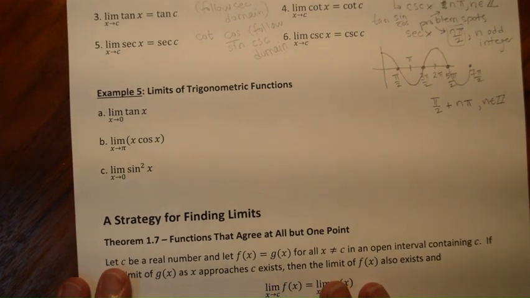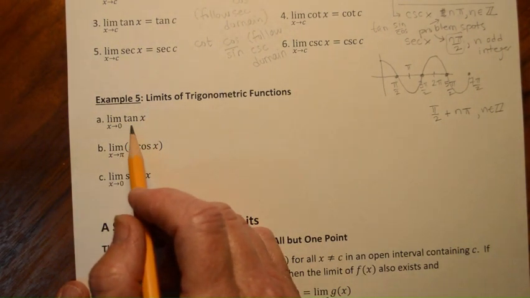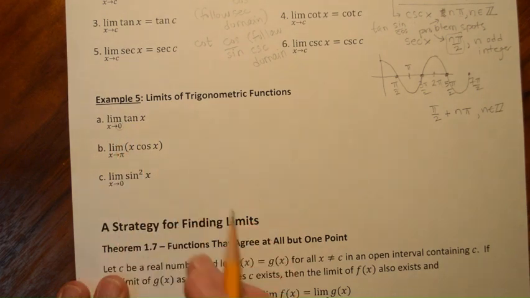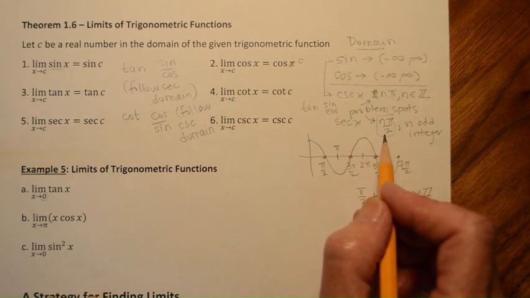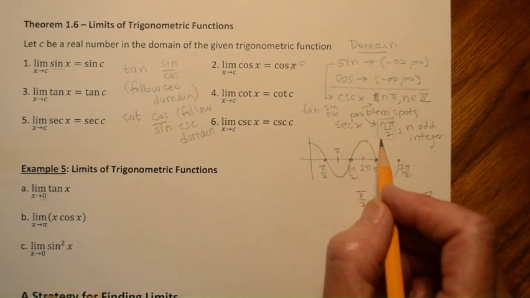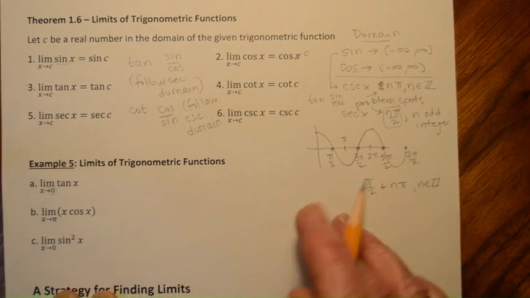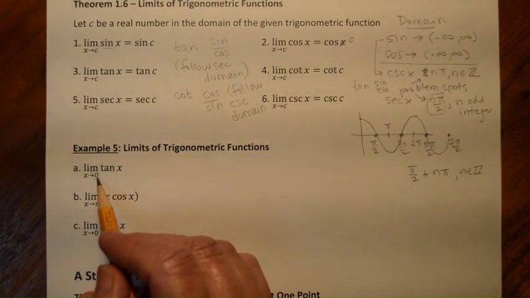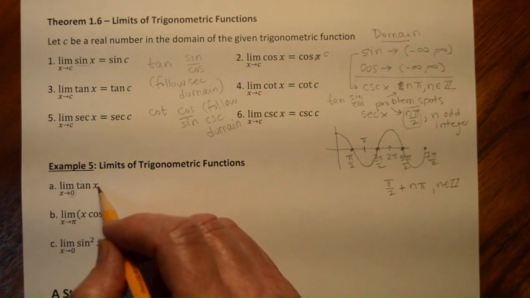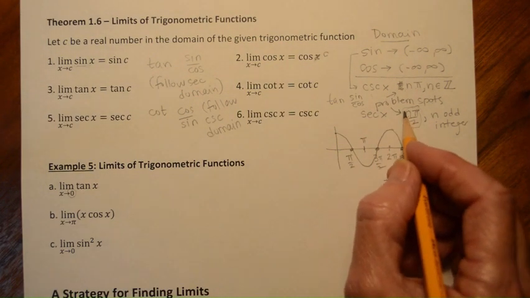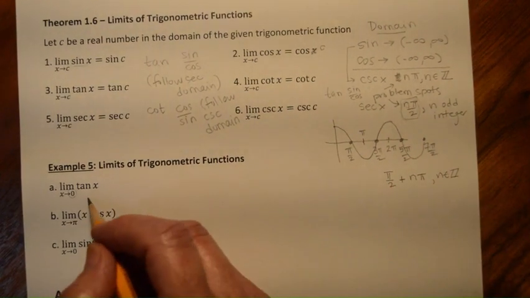So our first example in here, part A in example 5, wants us to find the limit as x approaches 0 of tangent of x, and we say, well, is 0 a problem spot for tangent? And then we look and we say, well, tangent is following the rule for secant. And so the only problem spot is if I end up with an odd multiple of pi over 2. And that is not what 0 is. 0 is even, so no matter what, this is not an odd multiple of pi over 2, because if I put in 0 here, I get 0, which is not an odd multiple of pi over 2. So this is going to be fine.